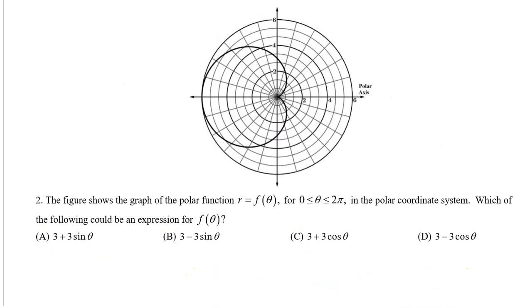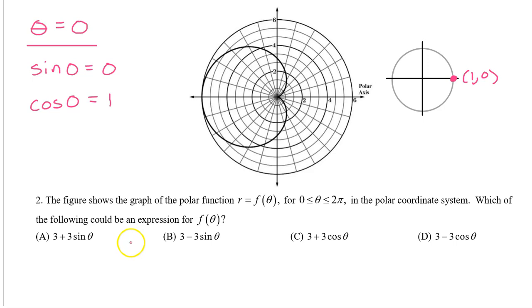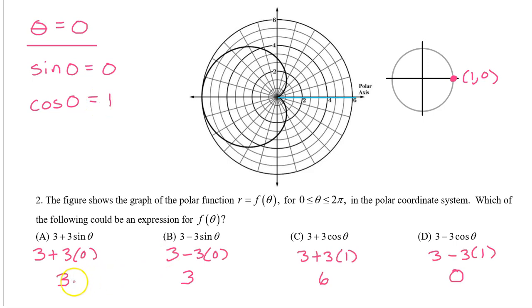try. Number 2. The figure shows the graph of the polar function r equals f of theta on the interval from 0 to 2 pi in the polar coordinate system. Which of the following could be an expression for f of theta? Let's see how many options we can eliminate by letting theta equals 0. The sine of 0 is 0 and the cosine of 0 is 1. These are the values of the four options when theta is equal to 0.